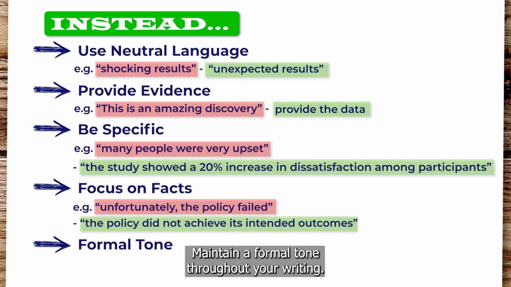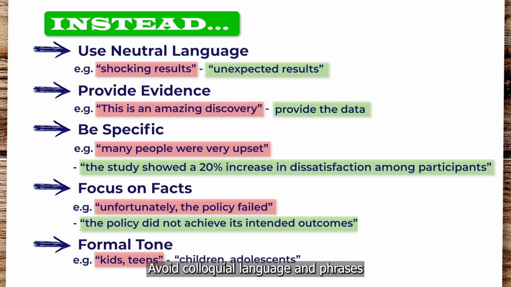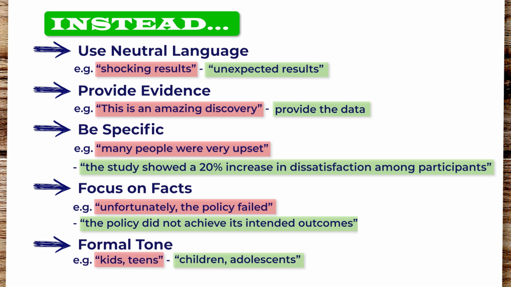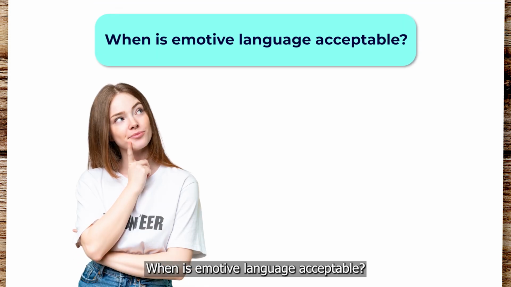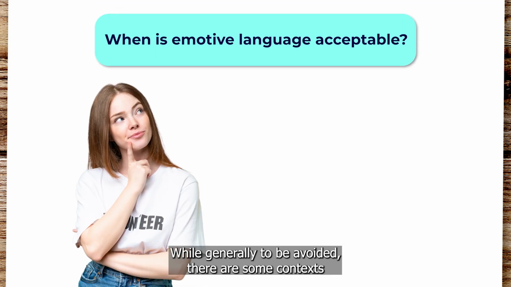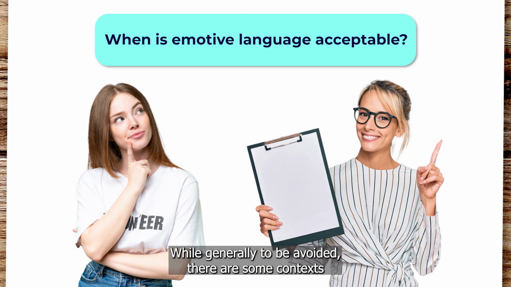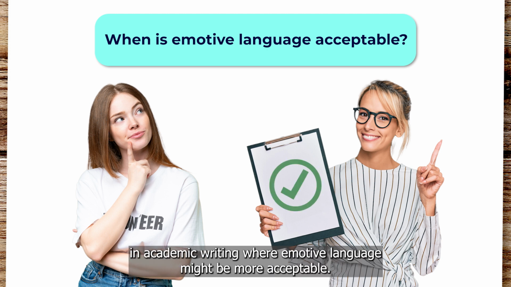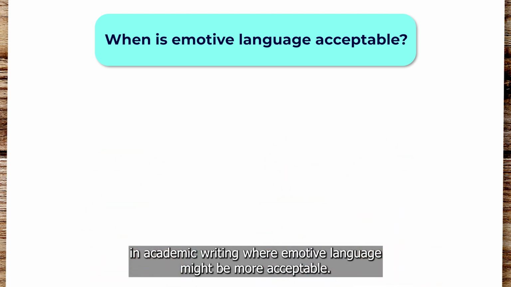Formal tone. Maintain a formal tone throughout your writing. Avoid colloquial language and phrases that are overly casual. When is emotive language acceptable? While generally to be avoided, there are some contexts in academic writing where emotive language might be more acceptable.